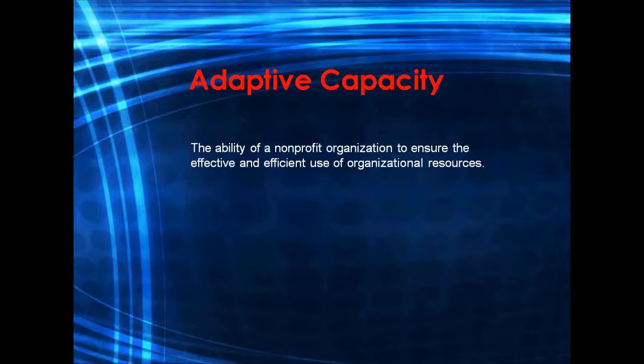Whether there are changes in the organization that require reallocation of particular resources, or whether there are changes in the operation that require the reallocation of resources, a nonprofit agency needs capacity to ensure the effective and efficient use of the organizational resources.